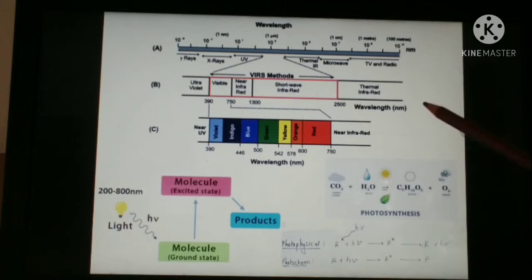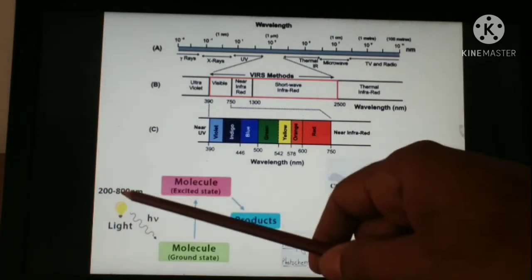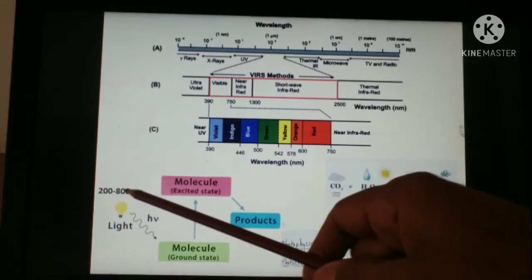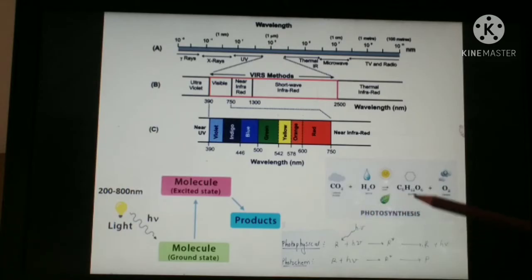Mainly the region used for photochemical reactions is part of the ultraviolet region and then the visible region. There are two types of processes. One is photophysical. When light falls on a material, the molecule's electrons are excited, but after that the molecule emits the radiation and comes again into the ground state. This is a photophysical phenomenon. Another is photochemical, in which a material absorbs light, forms an activated complex, and then this activated complex is converted into product. This is a photochemical reaction.